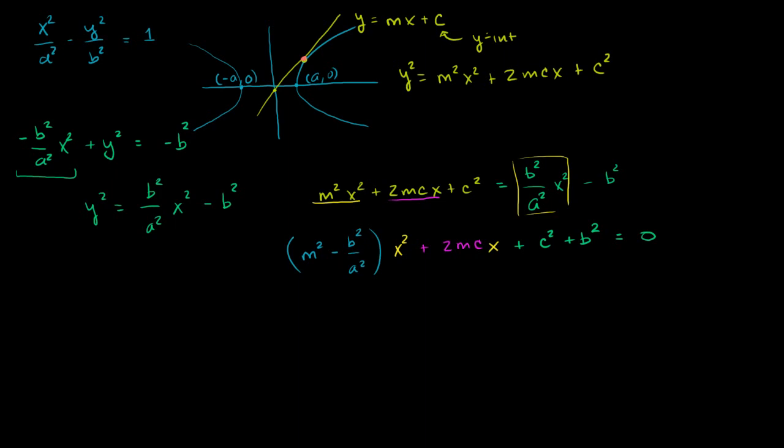In order for this thing to only have one solution, the discriminant of this quadratic equation has to be 0. Remember, the quadratic formula is negative b plus or minus the square root of b squared minus 4ac, over 2a. You're only going to have one solution if the discriminant is equal to 0. If b squared minus 4ac is equal to 0, then you only have the solution negative b over 2a. So for the tangent line, you can only have one x that satisfies this equation. These are different b's and a's and c's than the ones we're using here.